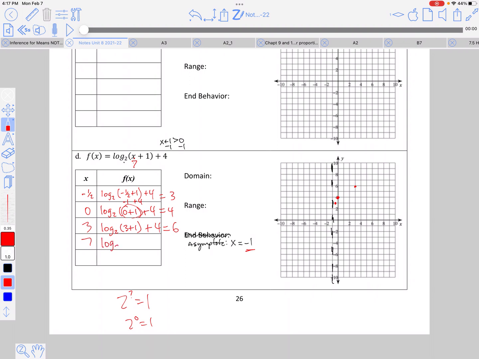So log base 2 of 8. 7 plus 1, right? That's 3. 3 plus 4 is 7. Okay, so now I'm going to go over to 7, and it's going to be at 7. Okay, so I'm going to follow my asymptote, because I didn't want to put in any other fractions. I'm going to follow my asymptote nice and tight, and then follow it out, and I have my log graph.